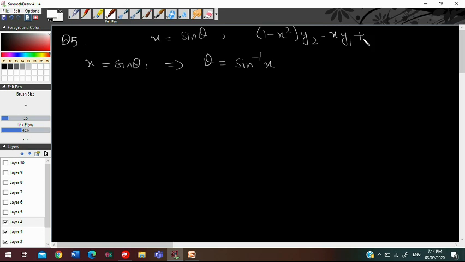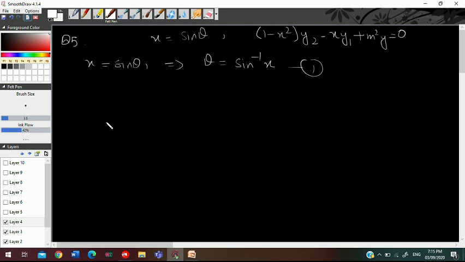Now here we have x is equal to sine theta, which means if we find the value of theta, theta is equal to sine inverse of x. Actually the question is x is equal to sine theta, and we have to show that (1 minus x square) y2 minus x y1 plus m square y is equal to 0. We have to prove this, and the given function is just x is equal to sine theta. So when we start the solution, x is equal to sine theta, we find the value of this theta. Then theta is equal to sine inverse of x. This is our first equation.